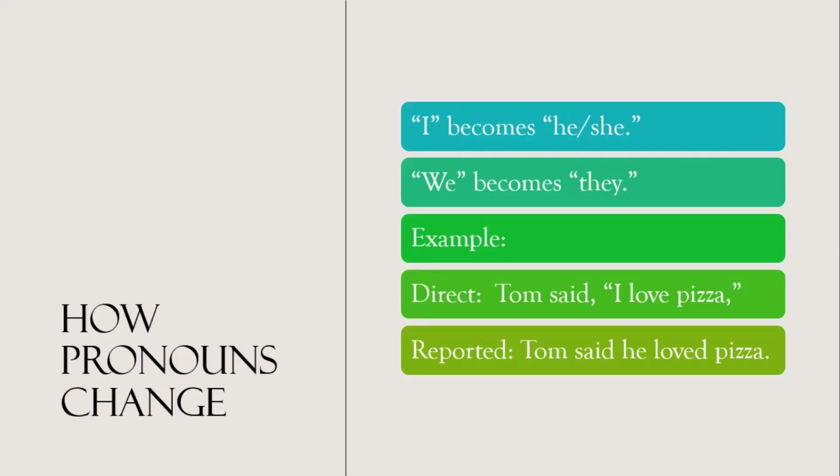How pronouns change. The word I becomes he or she. The word we becomes they. Pronouns usually change to match the perspective of the speaker. Let's move on to the example. In direct speech, Tom said, "I love pizza." In reported speech, we say, Tom said he loved pizza. So I becomes he or she depending on who is speaking.